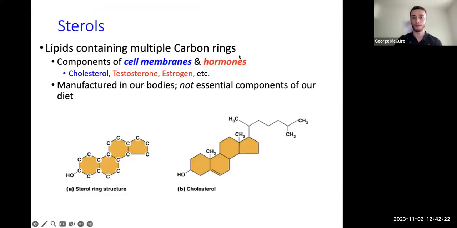And then some of our hormones, such as testosterone and estrogen. And so again, hormones can be either protein or lipid-based. Testosterone and estrogen are examples of lipid-based hormones. Okay? So these are manufactured in our bodies, not essential components of our diet because we can make them ourselves.